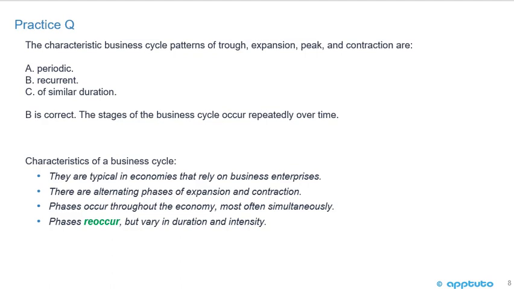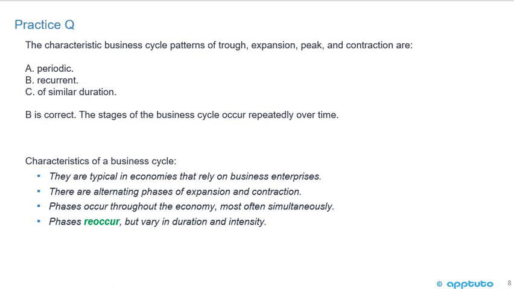Business cycle patterns happen periodically. We periodically have a recession, or we periodically have an expansion. But no, the correct word here is recurrent, okay? They recur, but vary in duration and intensity. So the characteristic business cycle patterns of trough, expansion, peak, and contraction are recurrent.